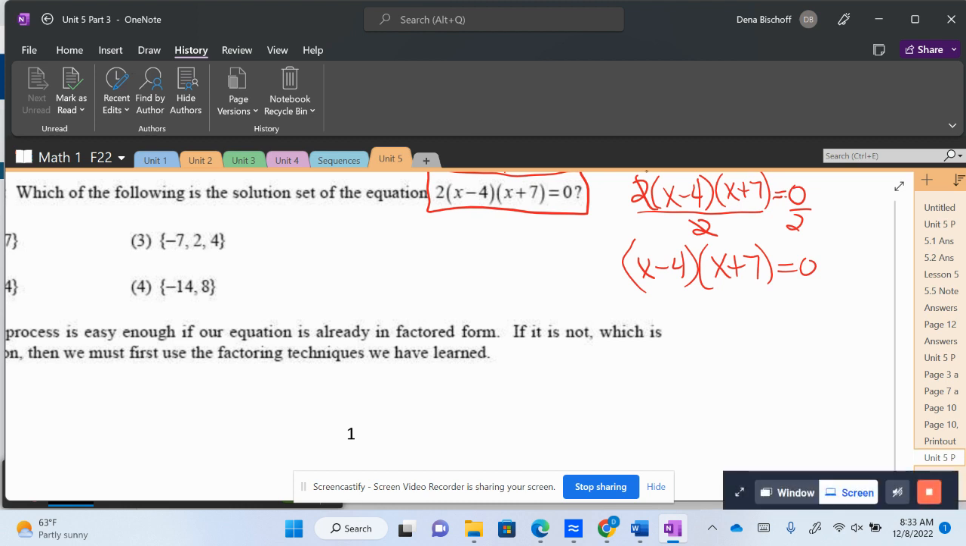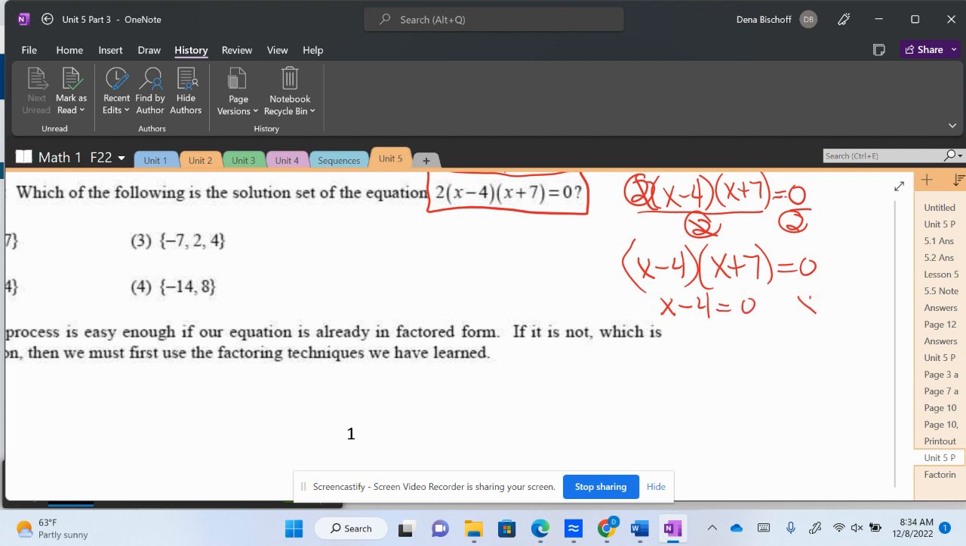So you do not have to show this step, because you guys should just know that they just cross off. If there's no variable, they just cancel out, okay? I'm trying to save you a step there. So if x minus 4 times x plus 7 equals 0, then x minus 4 equals 0, or x plus 7 equals 0. So add 4 to both sides, and that means that x equals 4, or subtract 7 from both sides, x equals -7.